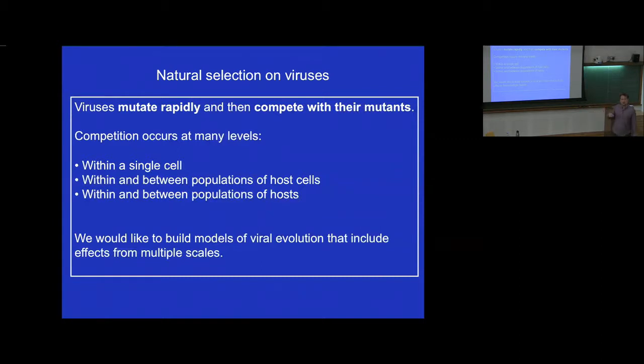The long-term goal of this sort of work is to build models of viral evolution that include effects from multiple scales. In other words, to combine competition occurring at different scales in some sort of rational way. All right. Any questions?